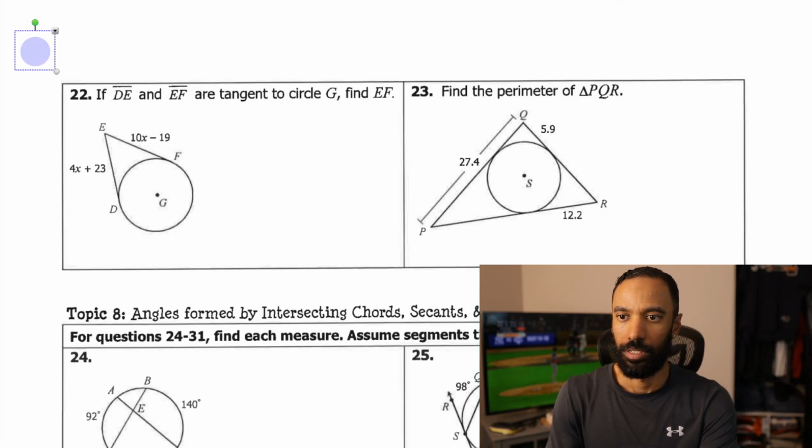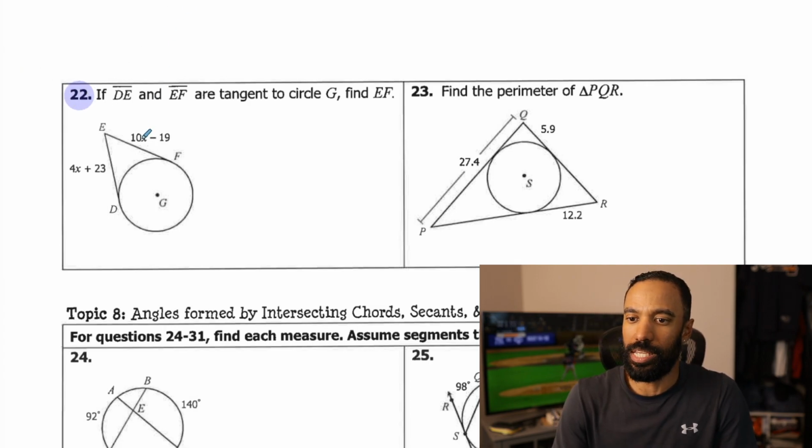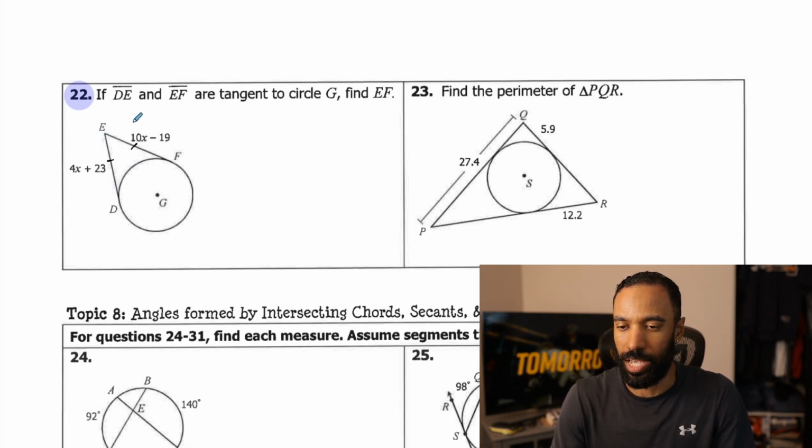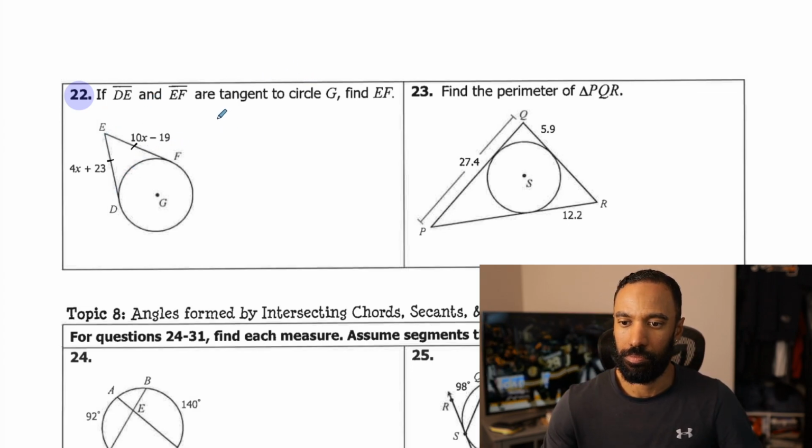All right. Here, I got to paste this circle thing in. Number 22. If segments DE and EF are tangent to the circle G, find EF. This is all about tangents. These are congruent to each other, any two tangents of a circle that intersect at an external point. So we're going to set these equal.